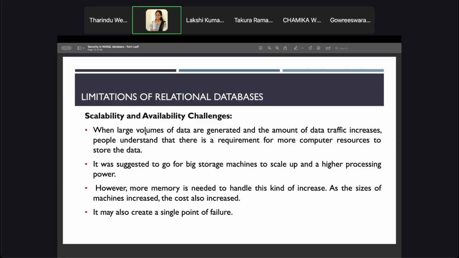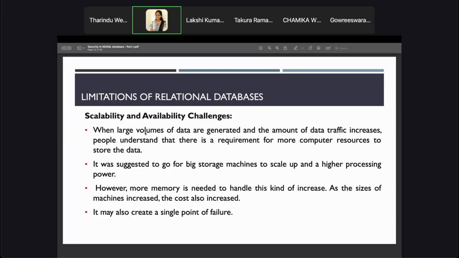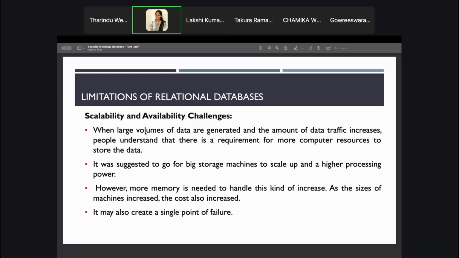What do you think? One way possible is, you have a database management system, and you can increase the storage capacity of that particular server. What else can we do? What do you think? What about having multiple servers? What about having multiple storage servers? That is another way, right?